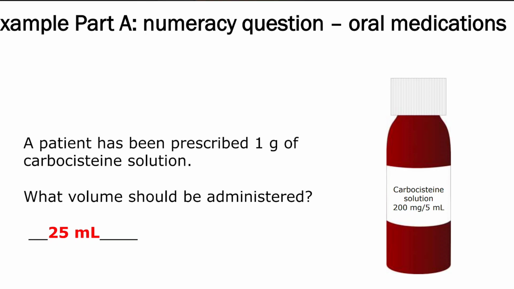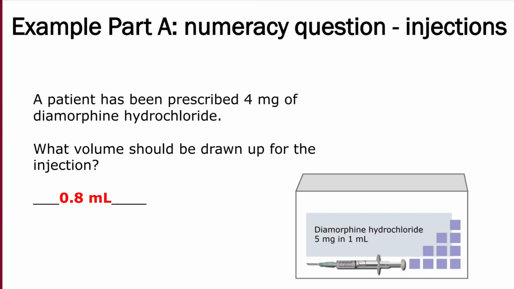After that, on oral medication you can see that there's one example given. A patient has been prescribed 1 gram of carbocysteine solution. What volume should be administered? For injection questions you will find this type of questions. A patient has been prescribed 4 mg of diamorphine hydrochloride. What volume should be drawn up for the injection? The unit was not given, that's why you have to write 0.8 ml. If you write only 0.8, then your answer will be wrong.